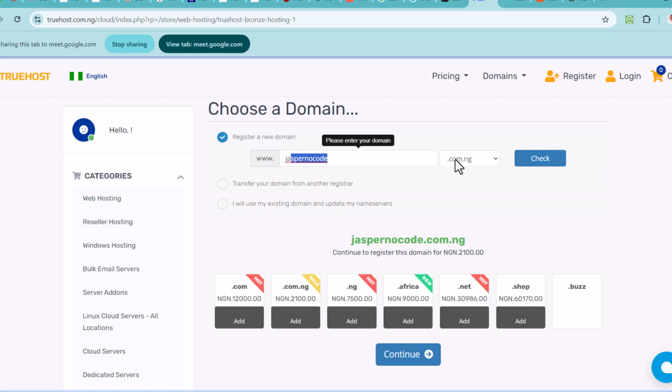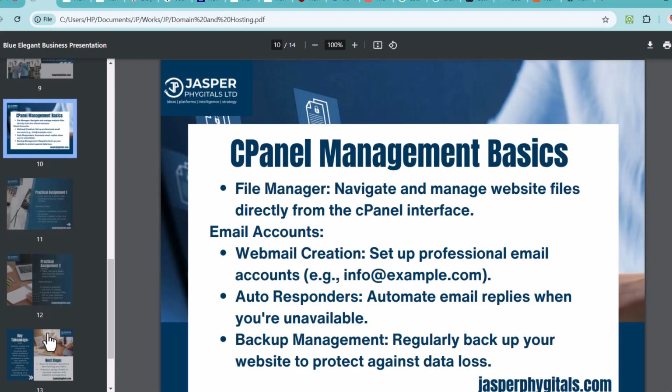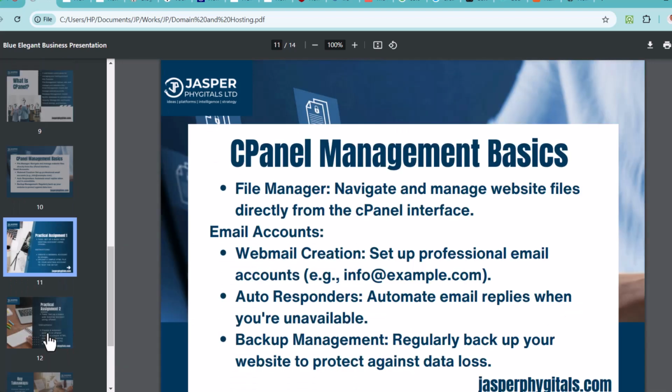Okay, so let's assume we want to buy .com.ng. This is 2,100 plus roughly 1,000, everything like 4,000. You have your domain name and your hosting, and then you can now build whatever you want to build on. With what you've seen now, I know if you are to buy a domain name and hosting package, you know how to go about it, right? But for cPanel, we will look at that in our next class.